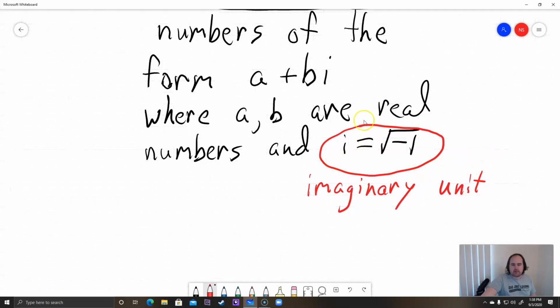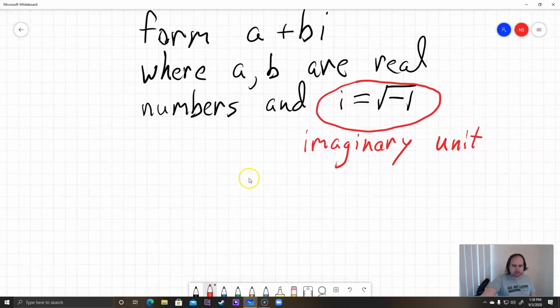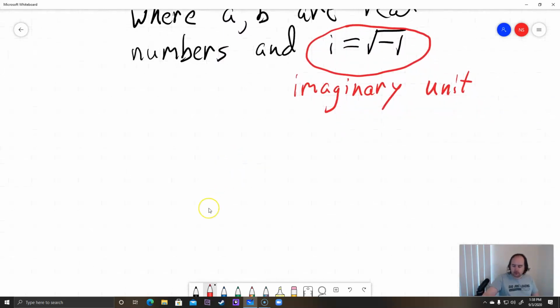Alright, so that's a complex number. Numbers of the form a plus bi. And what we're going to be learning about today is how to perform operations on complex numbers. Okay, so let's see an example of this.